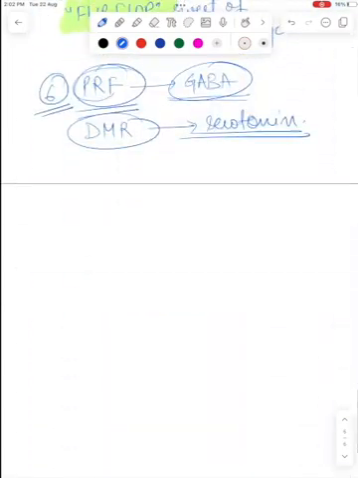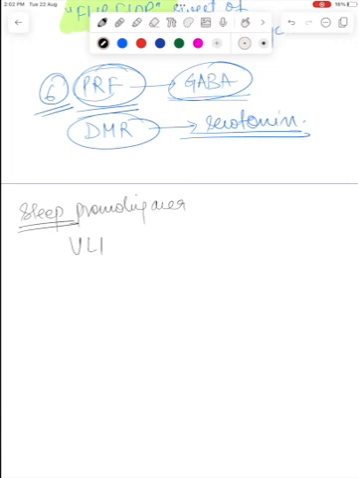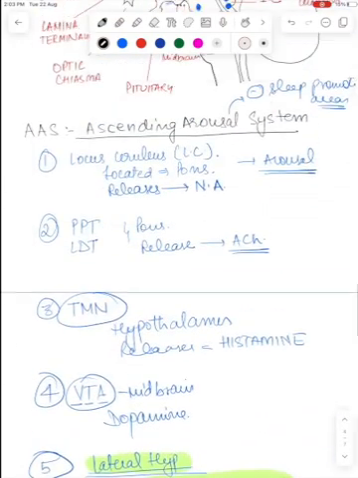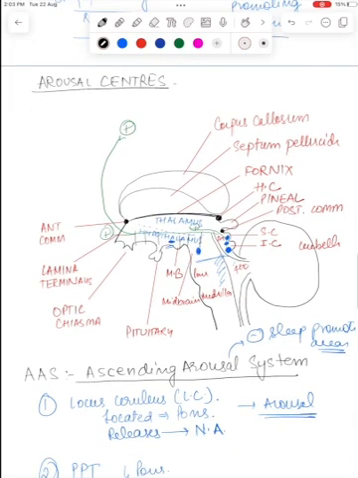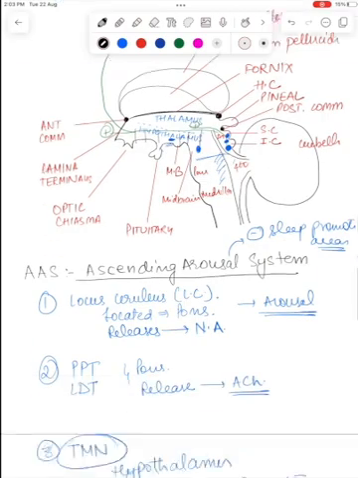Then we have the sleep promoting area, and the only most important one that you need to know is the VLPO. Right, so this is located in the anterior hypothalamus essentially. So this stands for ventrolateral preoptic nucleus. So if you have studied the structure of the hypothalamus, it is actually divided into a lot of different zones. For example, this is the hypothalamus. It is divided into a lot of zones. I don't remember the exact names of them, but there is the supraoptic, there is the arcuate zone, then there are other zones. So there are different zones in the hypothalamus.